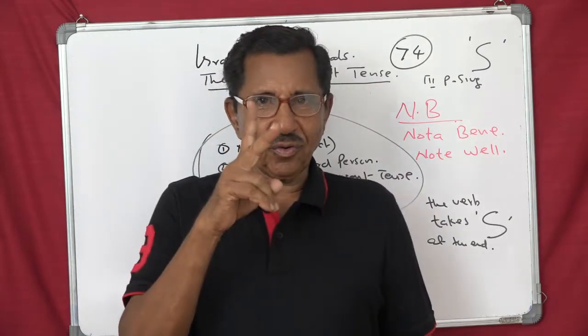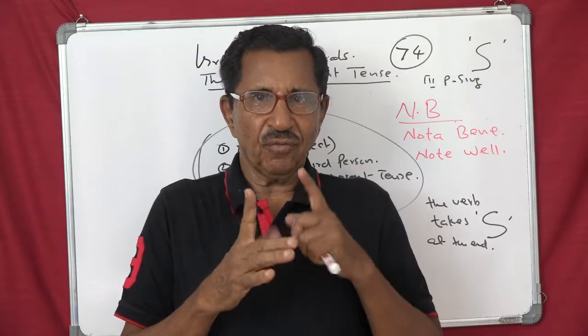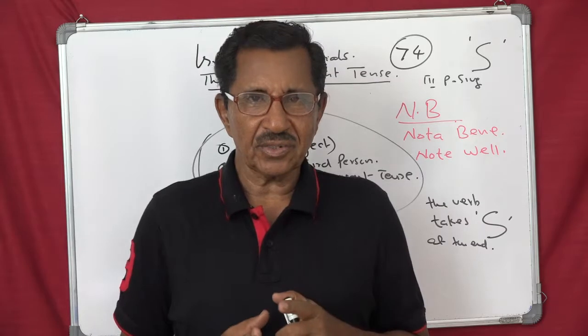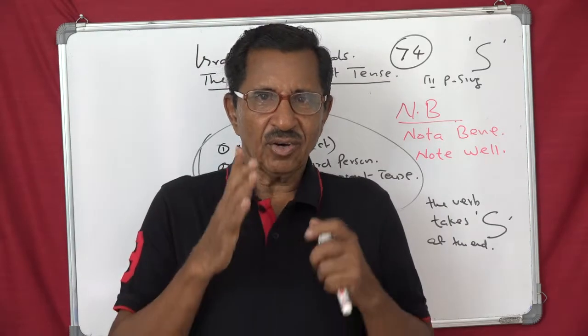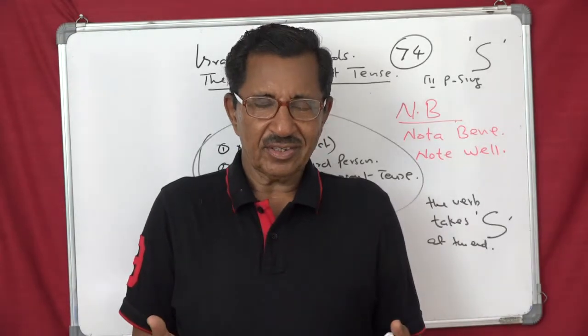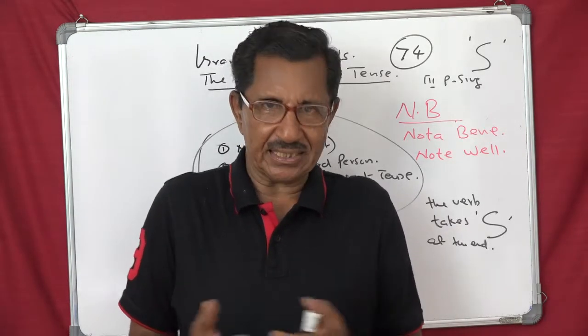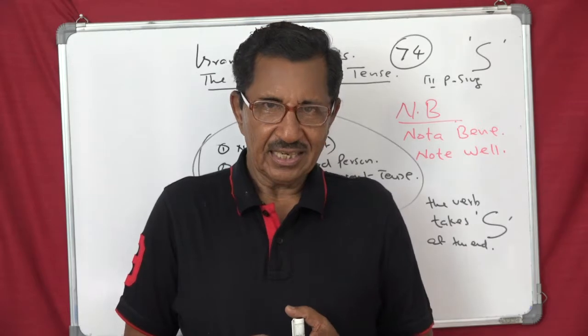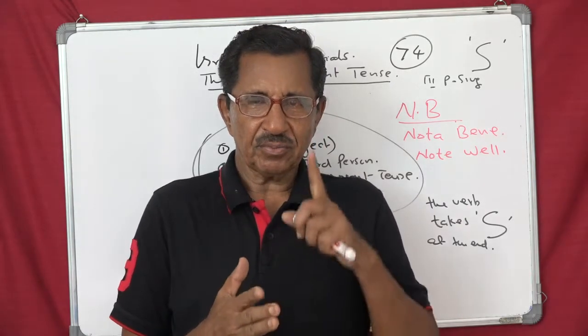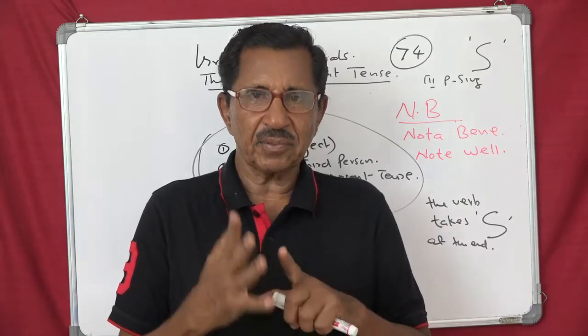Second point is form. There are only 2 forms: form with S and form without S. And the third point is distribution. We saw there are only 6 ways you can start a sentence, or 6 possible NPs, noun phrases: first person singular, second person singular, third person singular, first person plural, second person plural, third person plural.